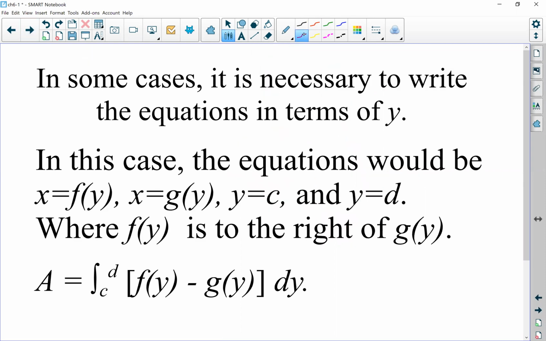So the other thing that can happen is instead of having y equals a function of x and taking the integral, it might be easier to have our equations x equals a function of y. And then instead of f being larger than g, which it still is, but in terms of y, our function f would always be to the right of our function g.